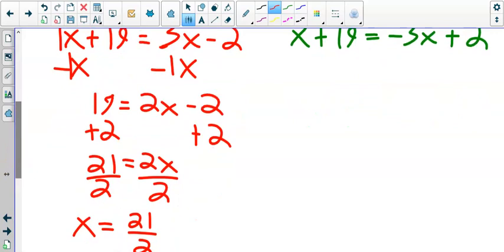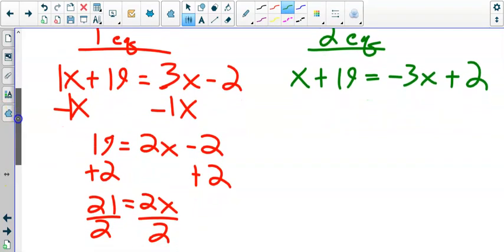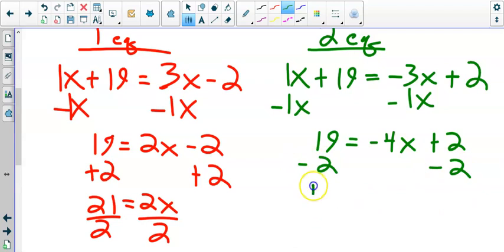Any questions so far over that? All right, let's solve the other side. So what are we going to do now? All right, we can subtract x on both sides. Minus 1x, minus 1x. So we got 19 equal to negative 4x plus 2. Now what? Subtract 2 on both sides. Perfect. So 19 minus 2, 17 equal to negative 4x.